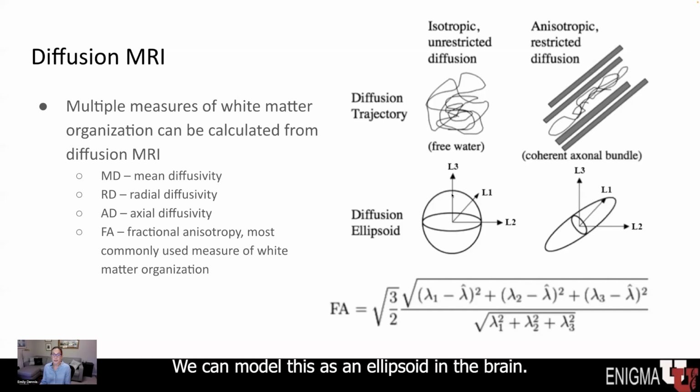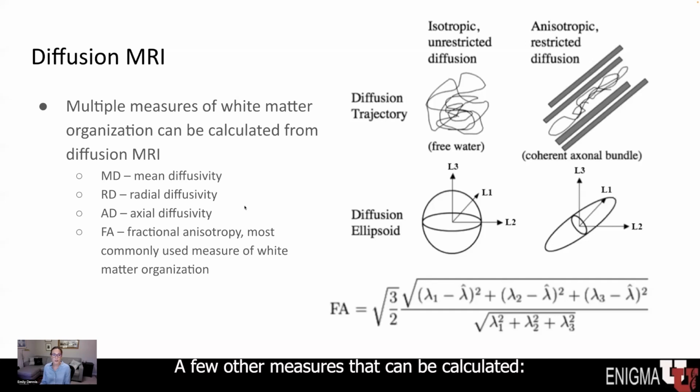We can model this as an ellipsoid in the brain. So when things are moving equally in all directions, it's basically a sphere. But in voxels that are representing a bunch of axon bundles, the water might move more along the length of the axon bundle rather than across it.